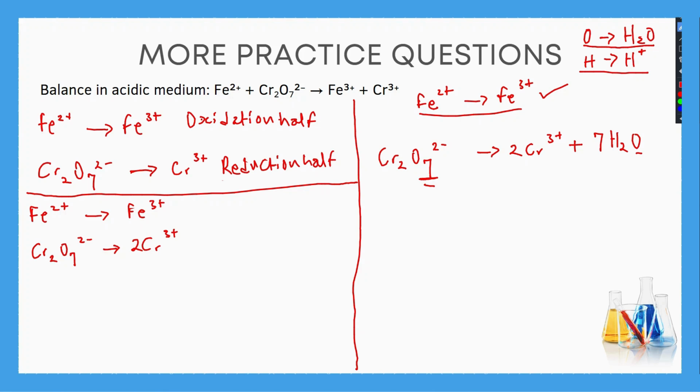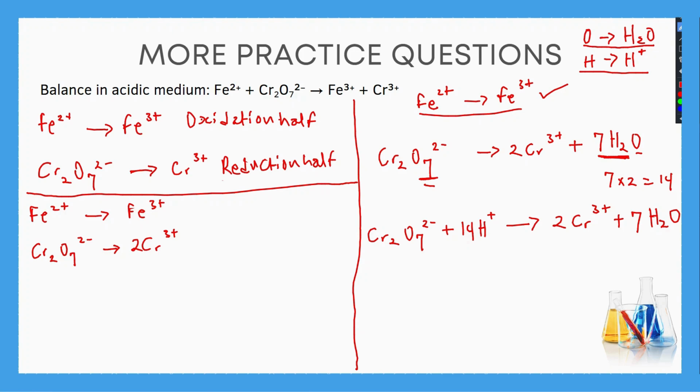Now that we have balanced oxygen atoms, you can see that we now have hydrogen atoms on the right-hand side. How many hydrogen atoms do we have? 7 times 2, which gives us 14. Over here, we do not have any hydrogen atoms. So that means we need to add 14 hydrogen ions to the other side in order to balance hydrogen atoms. I'm sure you're seeing how this was done.